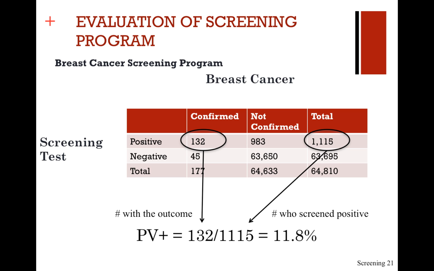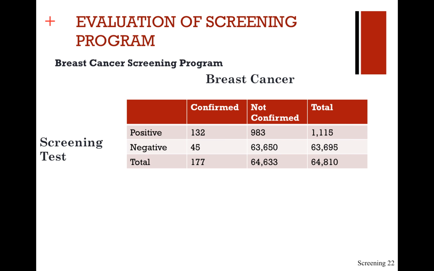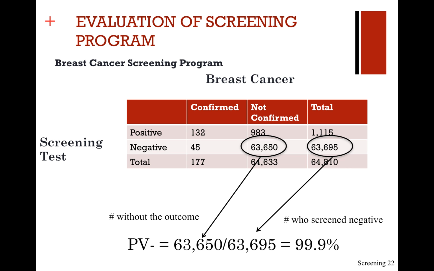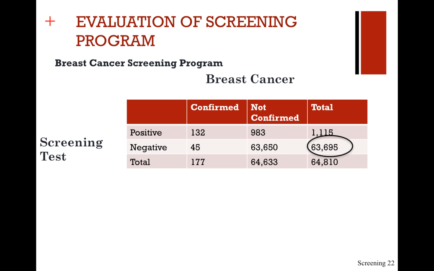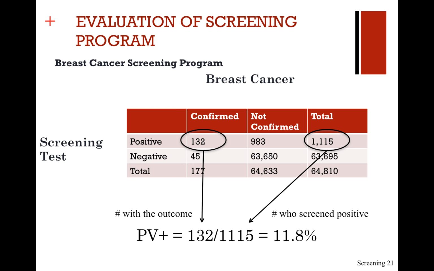So your positive predictive value is 132 out of 1,115, or just under 12%, compared to our negative predictive value, of the 63,000, almost 700, who were screened negative, 63,650 did not have the disease. So your negative predictive value, or the predictive value of a negative test, is 99.9%. So in this case, mammograms were shown to be very good at identifying people who did not have breast cancer, but were also not as good at picking out people who really did have breast cancer.